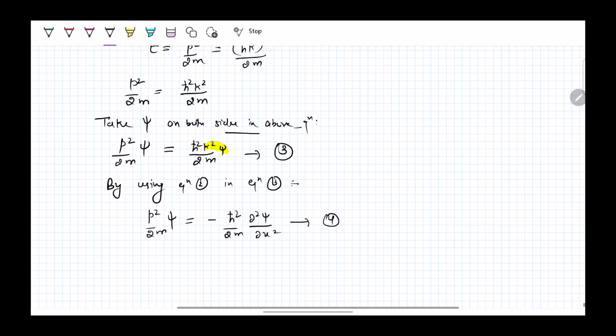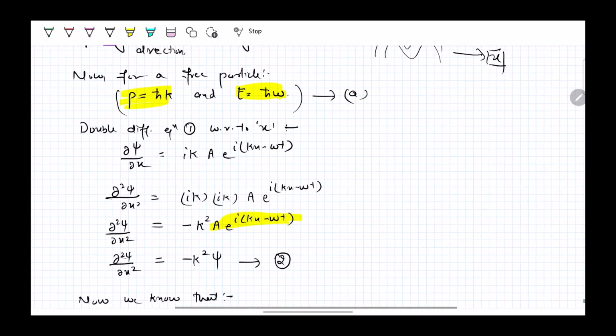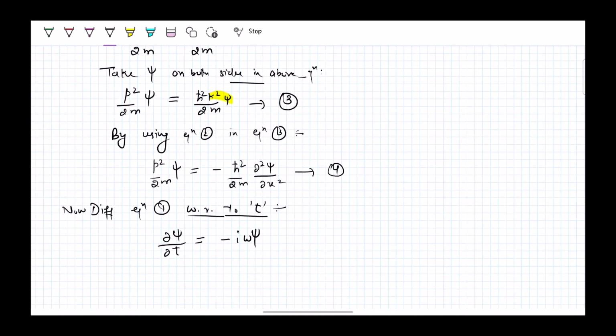All right, now what we need to do is to differentiate. Differentiate equation number 1 again, this time with respect to t. So we are getting ∂ψ/∂t equals minus iω ψ. This is the value we are getting, and this is equation number 5.